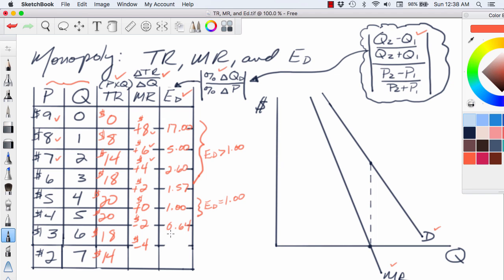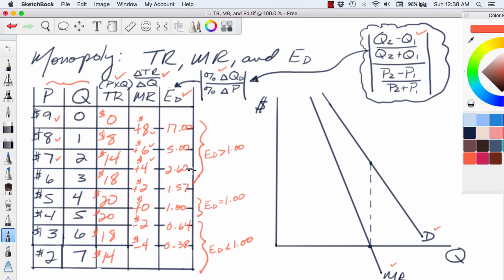0.64, 0.38, and if we kept going, they would even become, I shouldn't say negative, they become less than 1. So we've got a segment here between 9 and 5 where the EDs are greater than 1. We have a segment between 5 and 4 where the EDs equal 1. And then anywhere between 4 and 0, the EDs are less than 1. And that's a very important principle here.